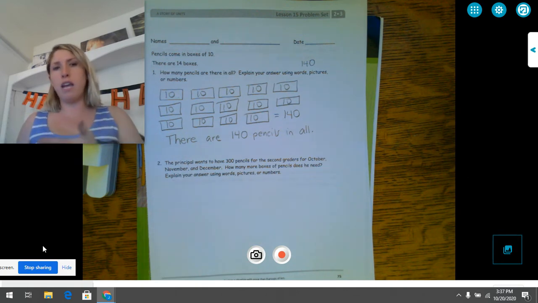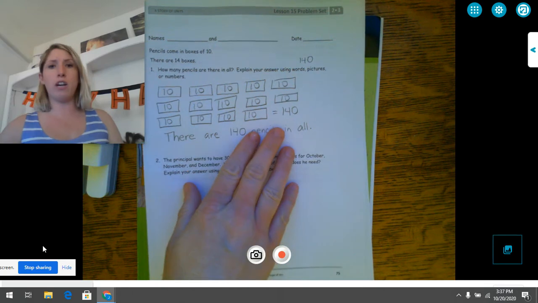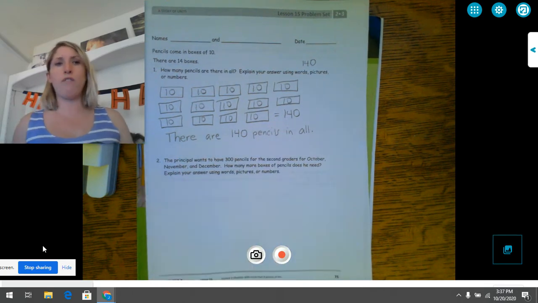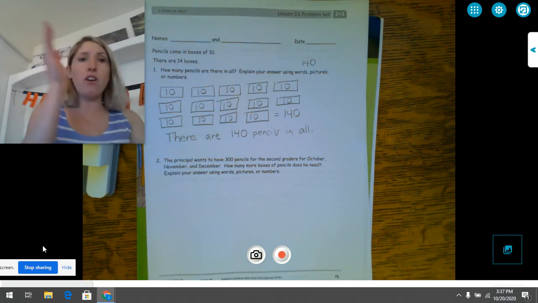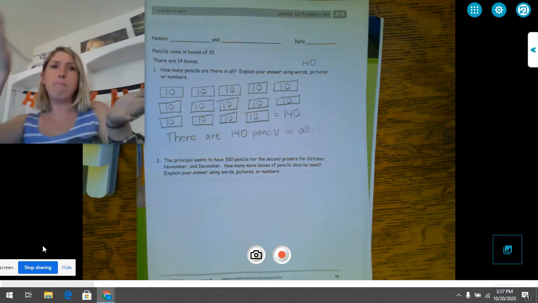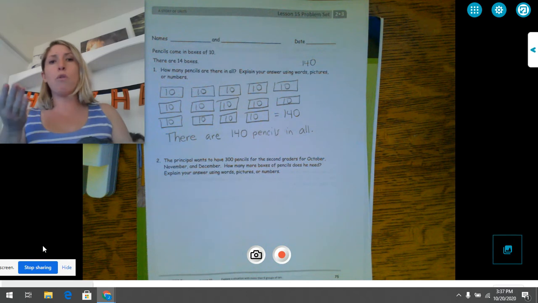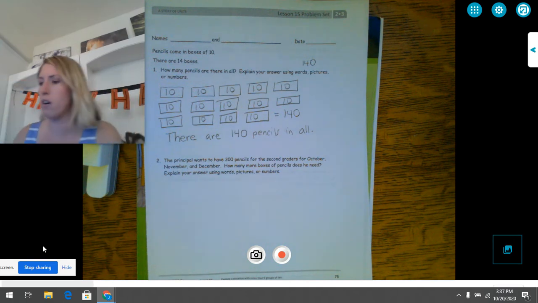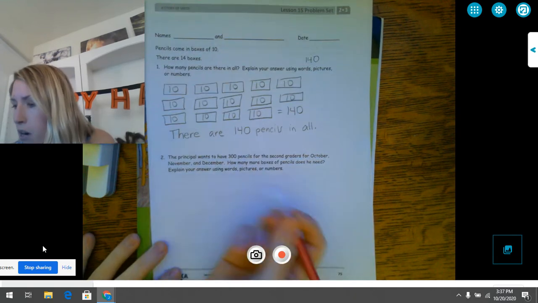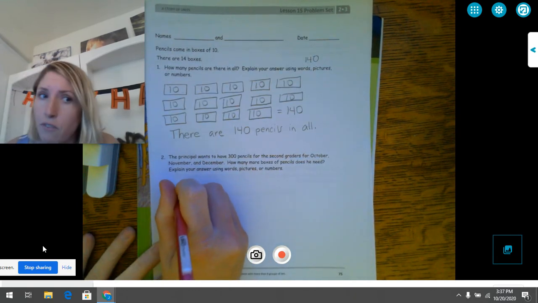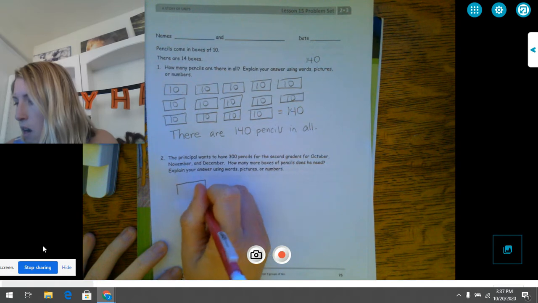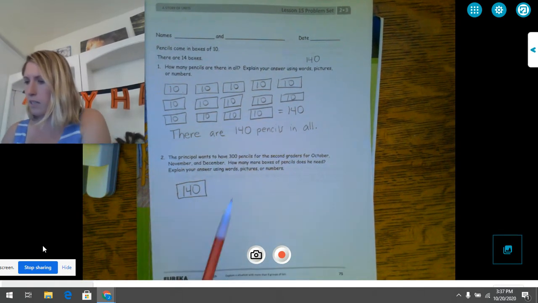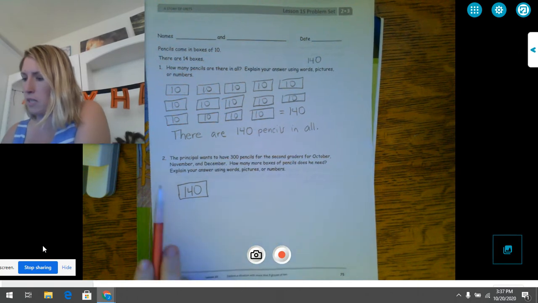So what they're saying here is we already have 140 pencils, and the principal wants to have 300 in all. So if he already has 140, how many more does he need to equal 300 pencils for his second graders? So if we already have 140, there's lots of different ways to do this. This is how I'm going to do it.